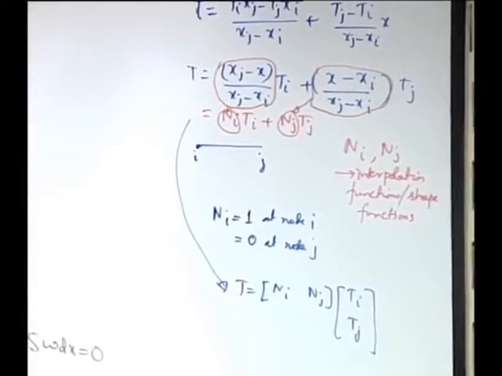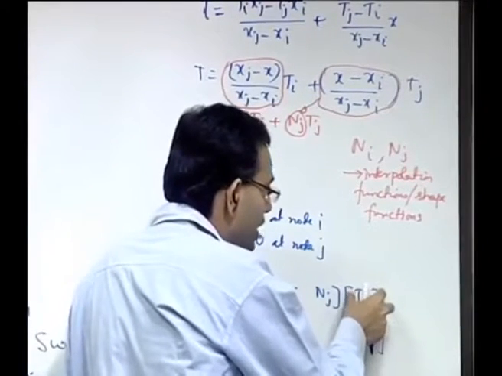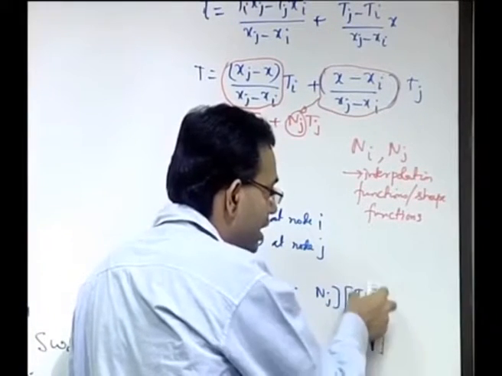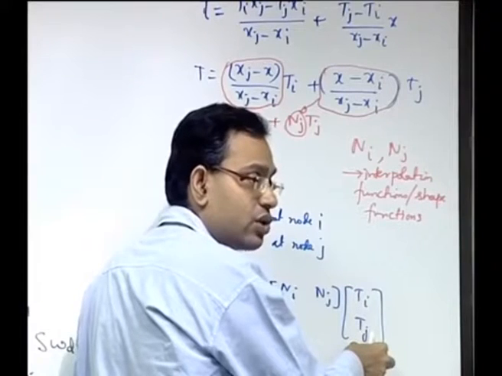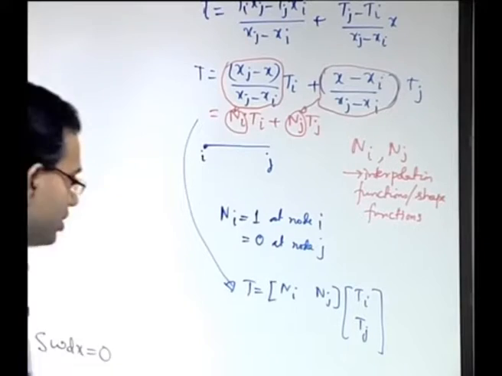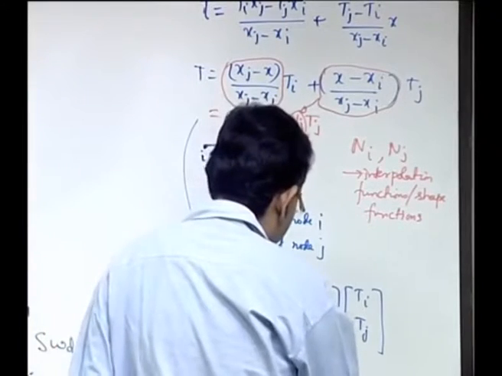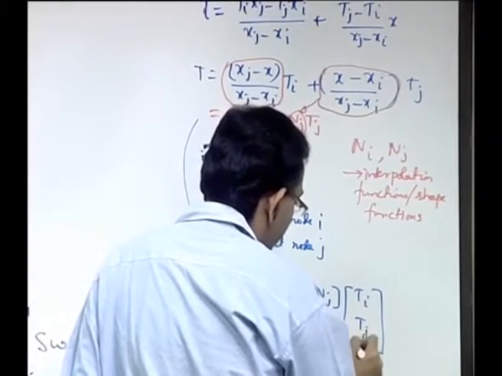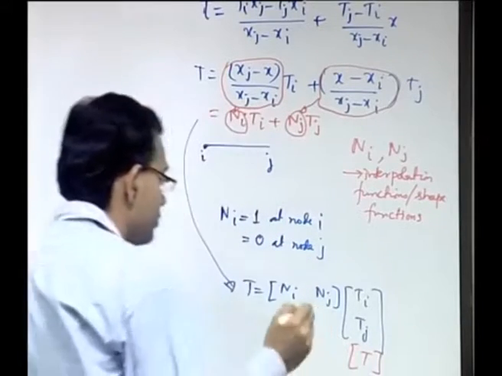The objective of this is eventually your unknowns that you need to solve may be written in a vector Ti and Tj, which you need to solve for each node point. So, this we give a name matrix N and this we give a name matrix T.